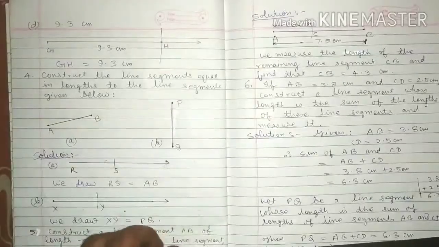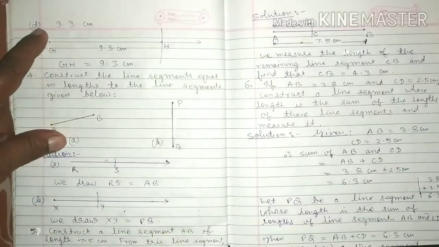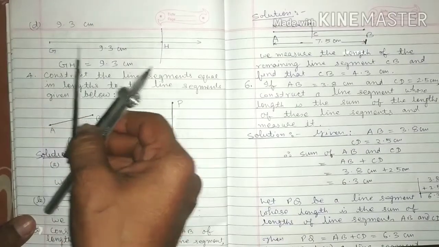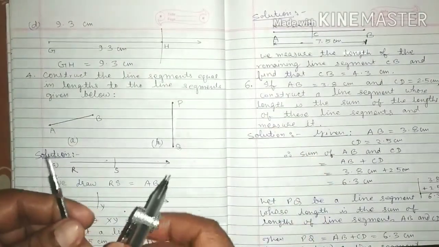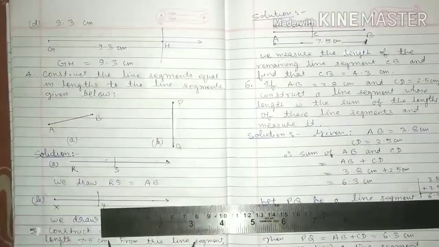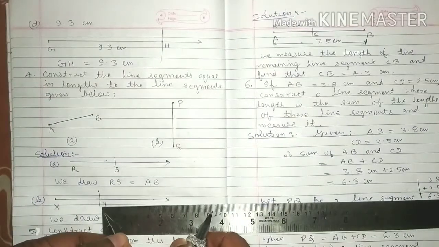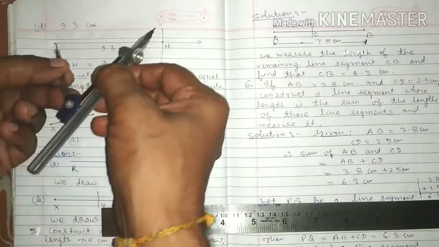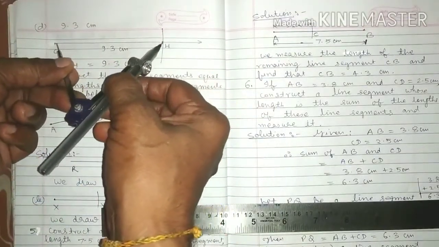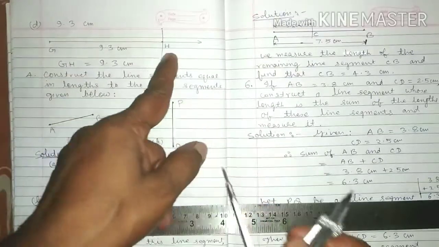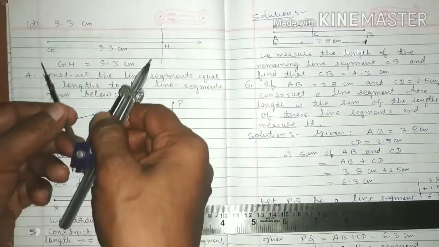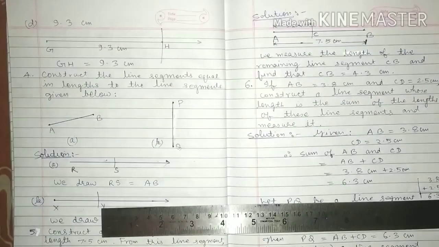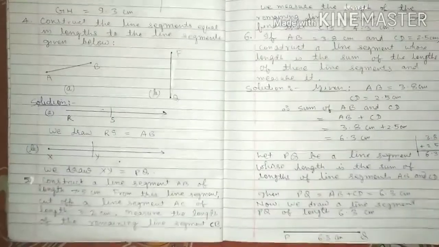Question number D. We have to draw 9.3 centimeter. So we draw a ray, we measure 9.3 centimeter from the ruler, and we put the end of the compass at G and draw an arc of length 9.3 centimeter which cuts at the point H. Therefore, GH is equal to 9.3 centimeter. This is the answer of question number D.